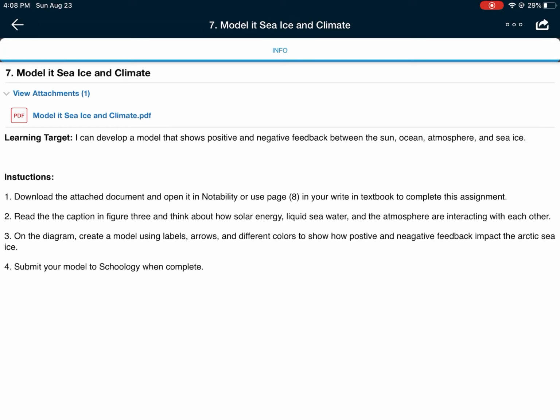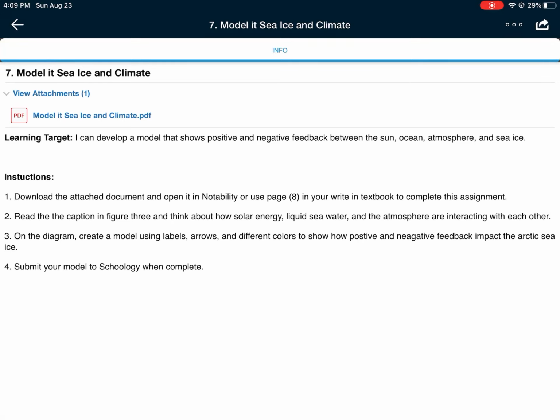So remember, feedback in our reading, we have two types. We have positive and negative. So when we have positive feedback, something is added to the system. When we have negative feedback, something is taken away. Okay, so we're going to look at the sun, the ocean, the atmosphere, and sea ice and see how those things interact with each other.